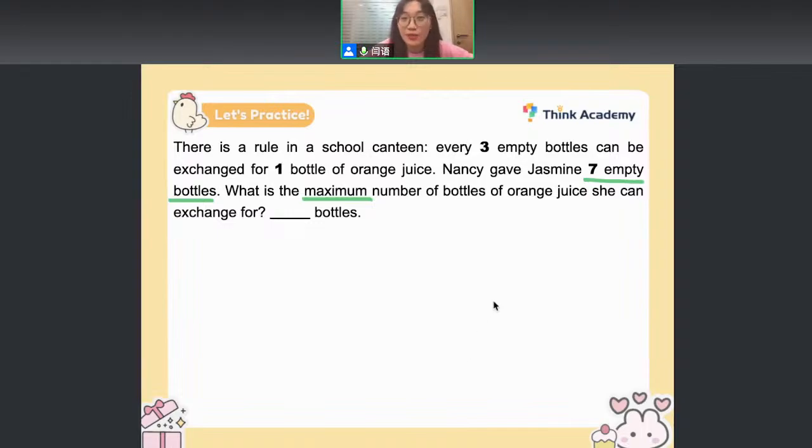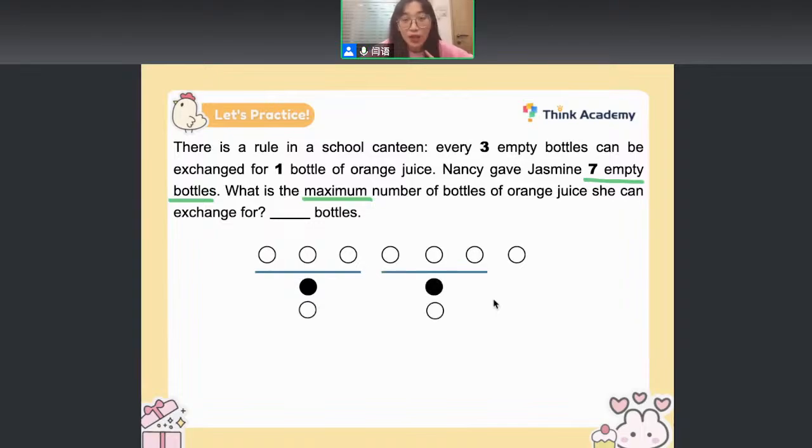7 empty bottles, so that is 7 circles, right? And then 3 change 1. Do remember that as long as you get drinks, you just drink it. Some students tell me, okay, teacher, I'm so full, I don't want to drink it anymore. No, don't do that. Since the question is asking you, what is the maximum? Okay, maximum. So here you see 1, 2, and also at the very beginning, we get another empty bottle, right? So here in total, how many? We have 3. Yes. So the answer should be 3.